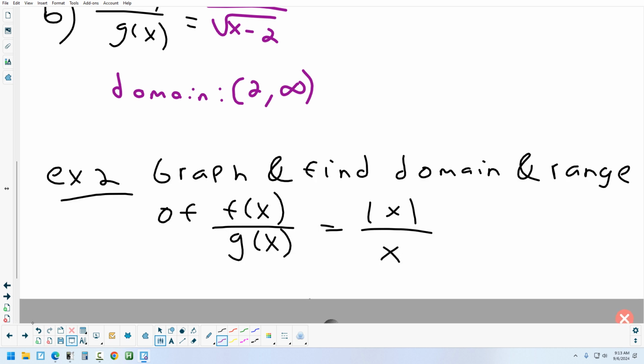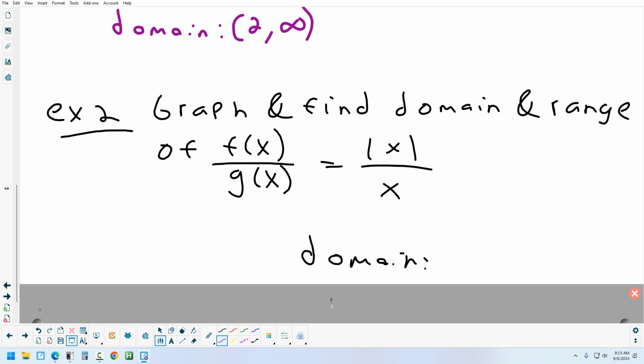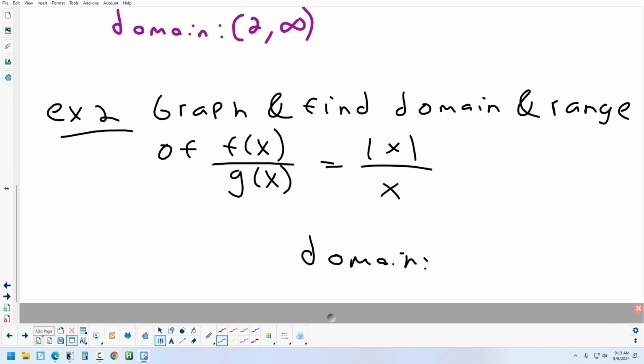Let's try this one. We should be able to get the domain here without graphing it. Are there any square roots in this problem? No. So we don't have to worry about square roots and negatives. That doesn't come up here. Are there any fractions with letters in the bottom? If there are, then we need to worry about dividing by 0. So what do you think you are not allowed to use for x here? You can't use 0.